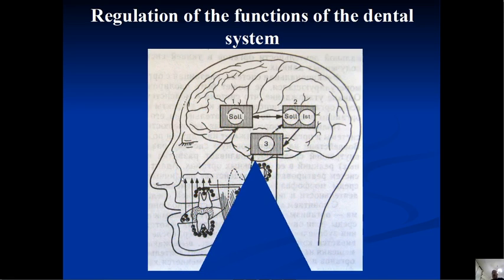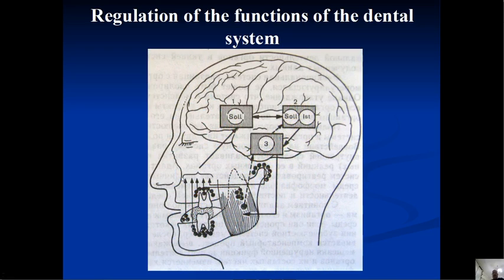This is a very complicated regulation of the chewing process. And this chewing process is part of the whole feeding process. The first step is the cerebral part, the second part is the dental part, and the last part is in the stomach.